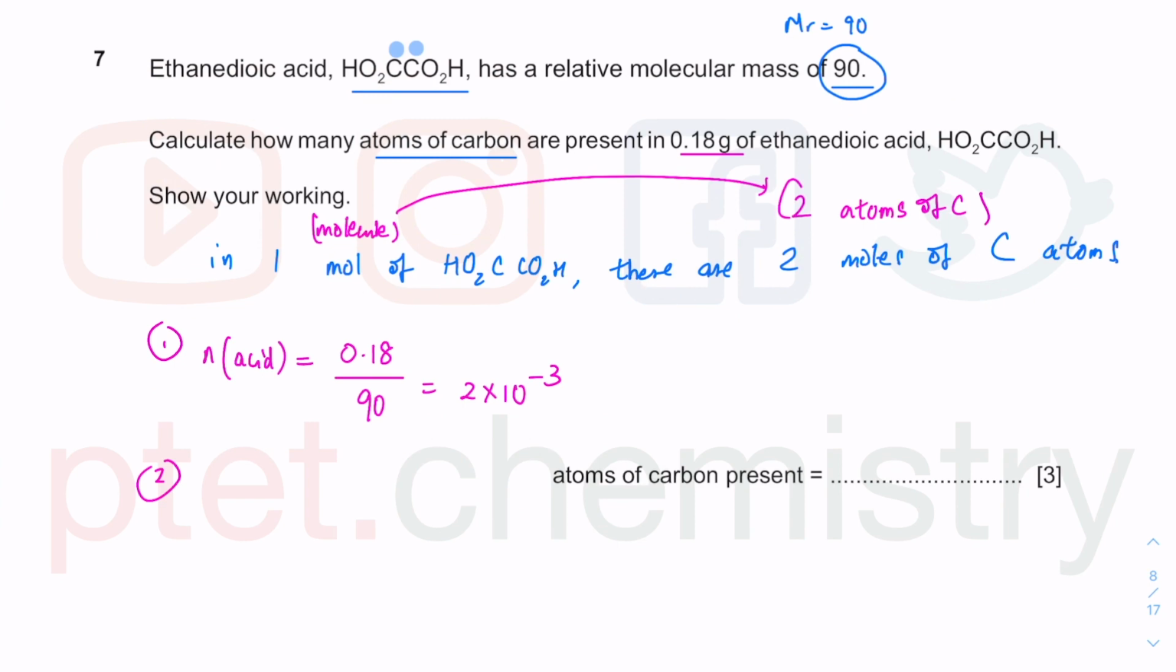Then how many atoms of carbon? So we know in 1 mole of it, there's this much carbon atoms. So therefore, the mole of carbon atoms is equal to 2 times the mole of the acid, because in 1 mole of it, there's 2 moles of these atoms. So the mole of atoms is going to be 2 times however many moles of the acid. Then you get 4 times 10 to the minus 3. The mole of the acid being 2 times 10 to the minus 3 times 2, I get these.